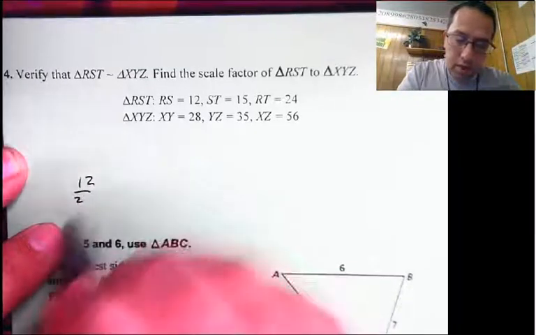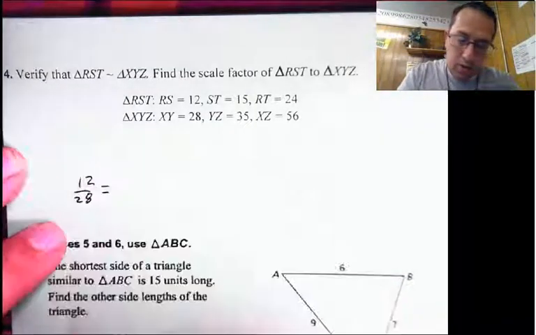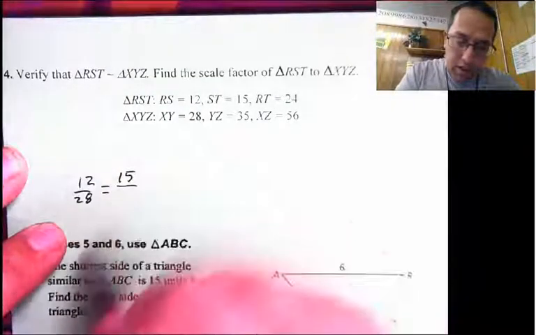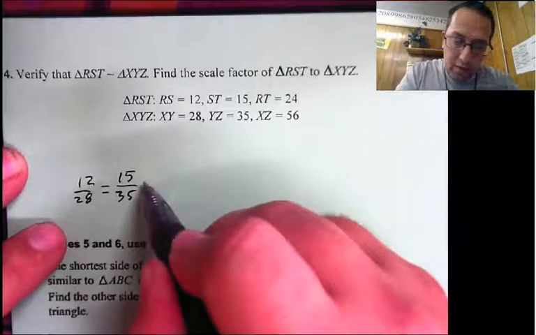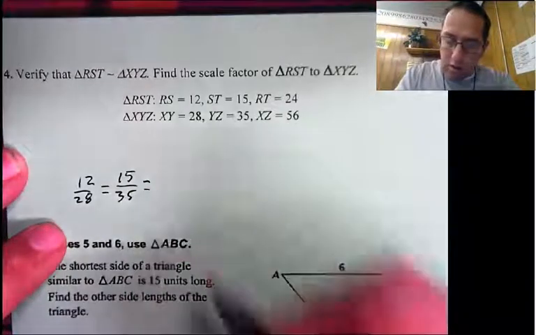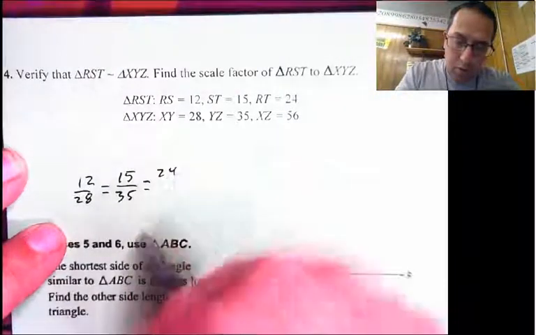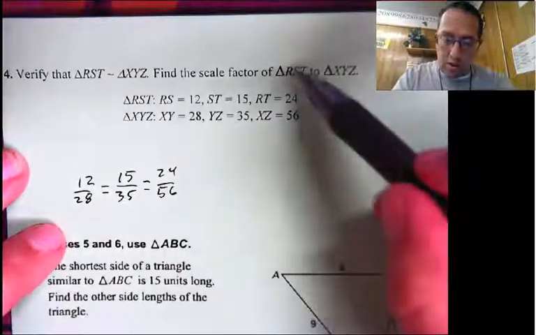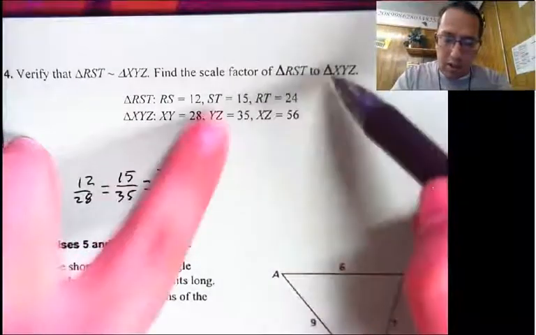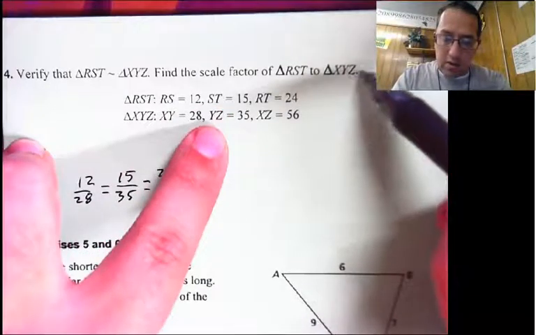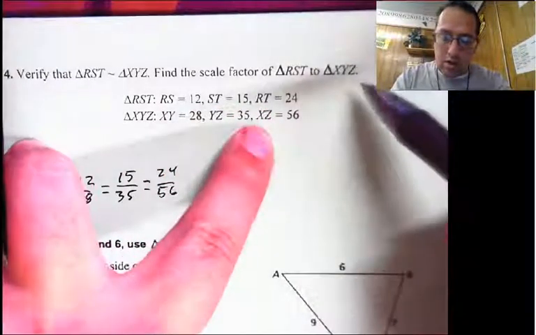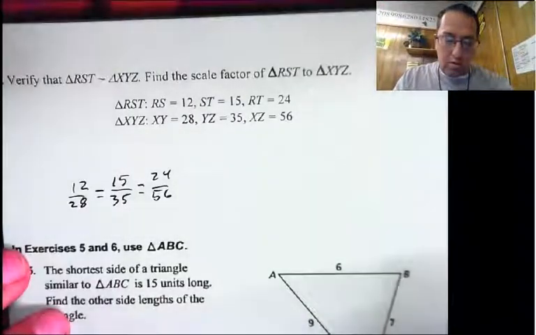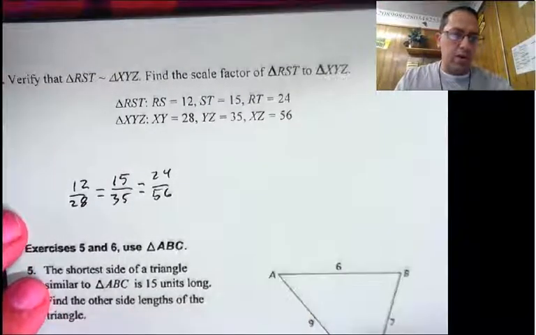We have 12 over 28, which should equal 15 over 35, which should equal 24 over 56. Right? Because RS goes with XY, ST goes with YZ, RT goes with XZ. So we do have those right. Okay. So let's just simplify all these.